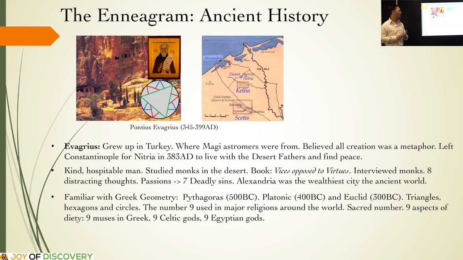He was also familiar with the number nine, and the number nine is very significant. The Enneagram has nine different types. The number nine is used around major religions around the world. It's a sacred number. You have nine aspects of deity, the nine muses in Greek, nine Celtic gods, nine Egyptian gods, and so on.